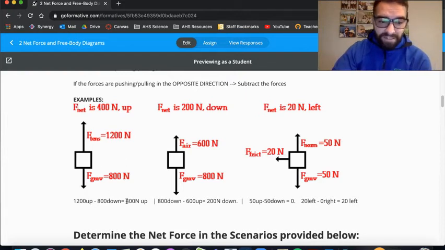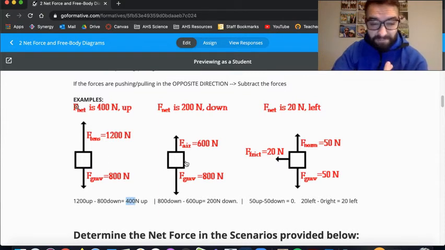So if this is 400 up, then we know that this, and it says tens, that stands for tension. So there's a tension force, which means there's a rope or a spring that is pulling up at 1,200 newtons, and it has 400 newtons extra. So this is an object that is getting pulled up by a rope or a chain, possibly. This then is an object that is falling to the ground at 200 newtons.